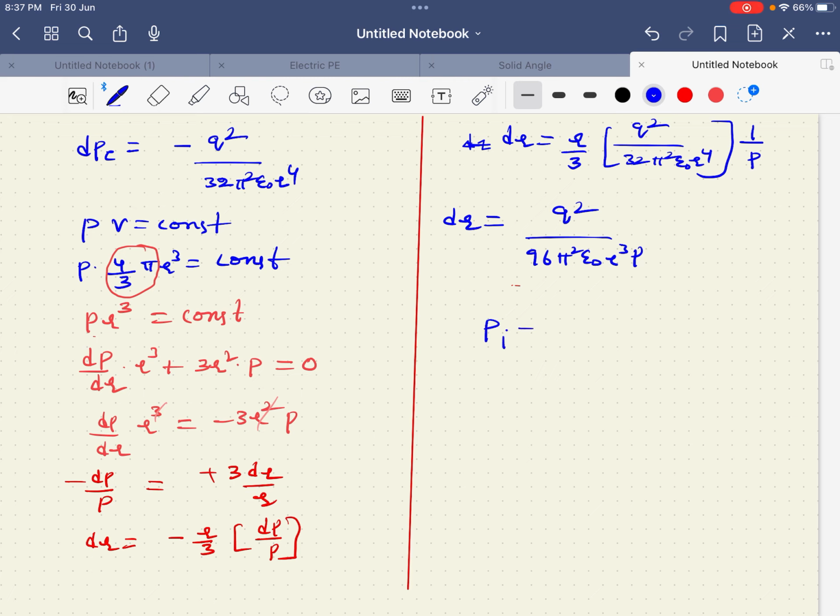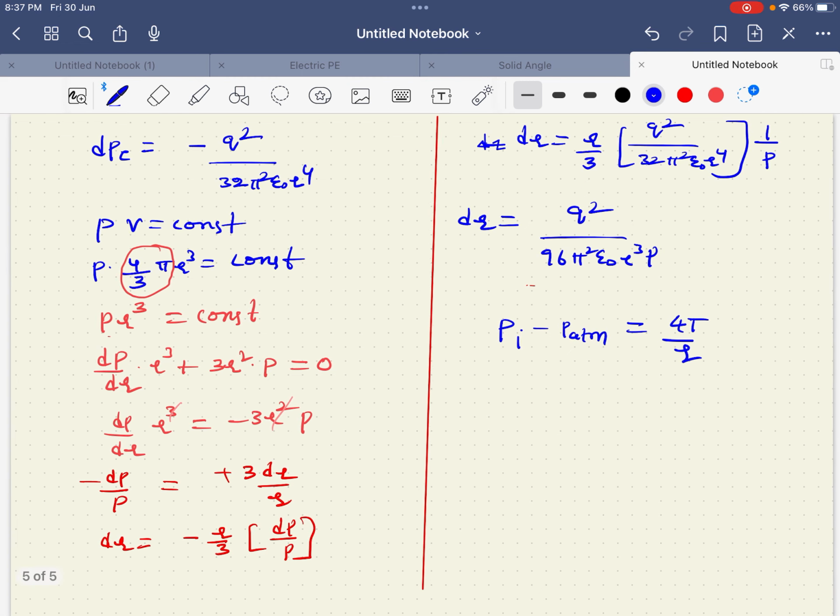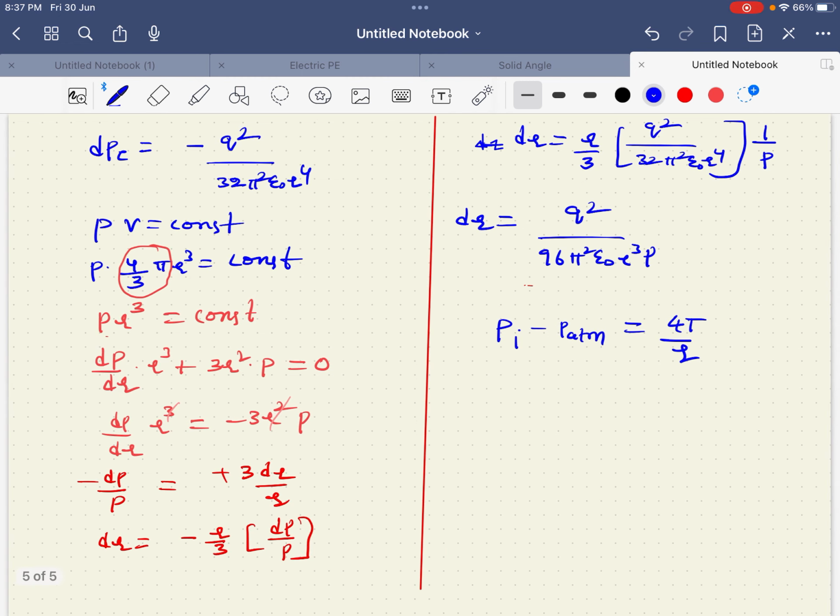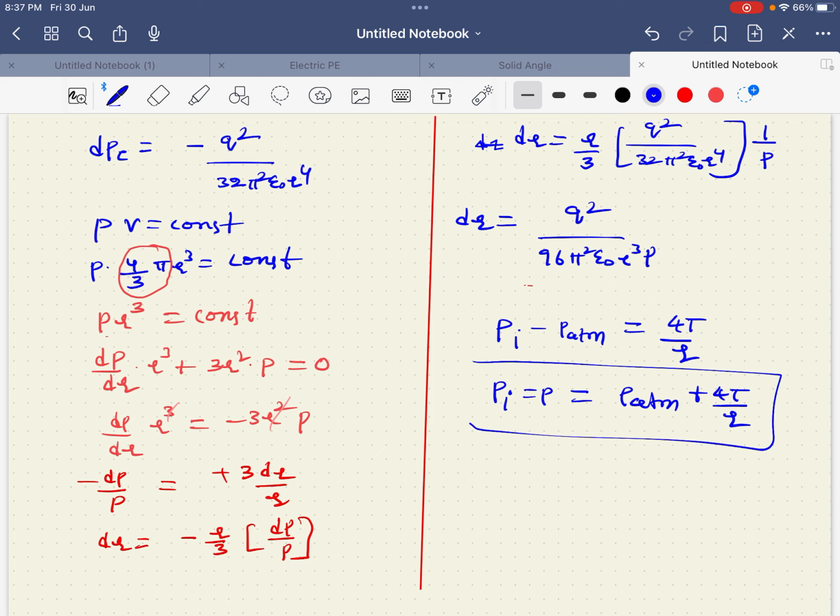That P_i minus P atmospheric pressure is equal to 4T by r. Now from that, P_i is equal to atmospheric pressure plus 4T by r. This P I am going to substitute in this one.